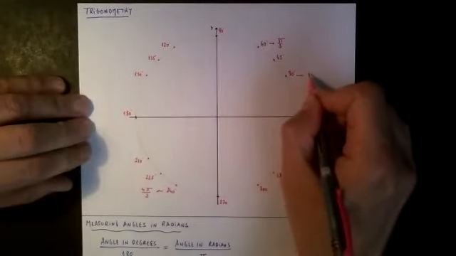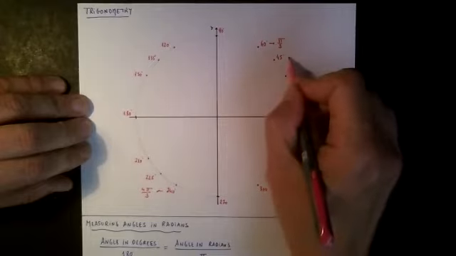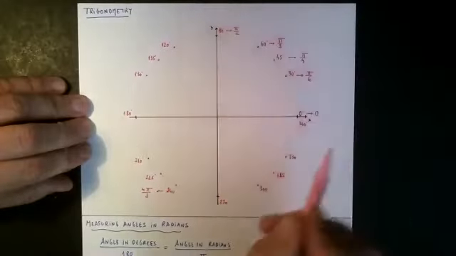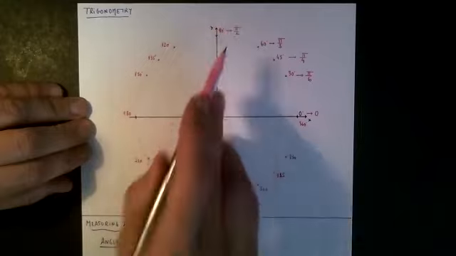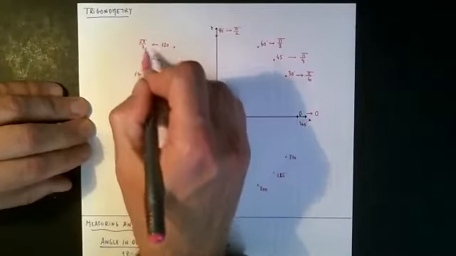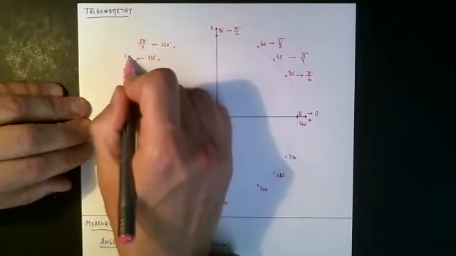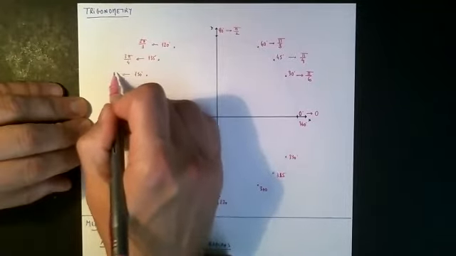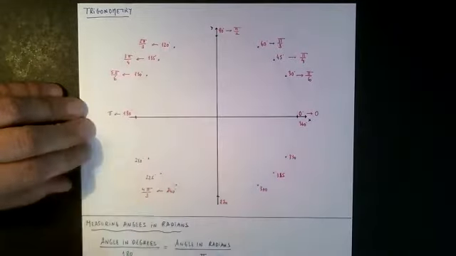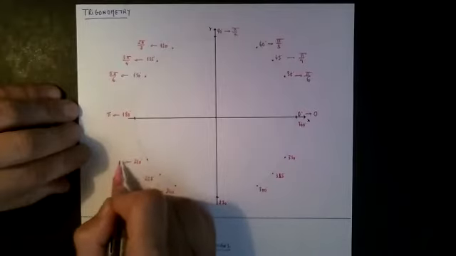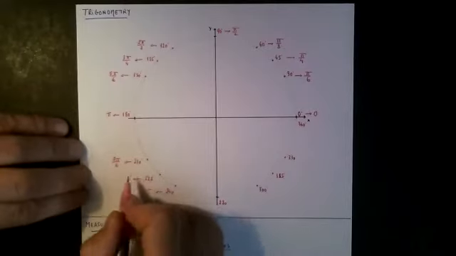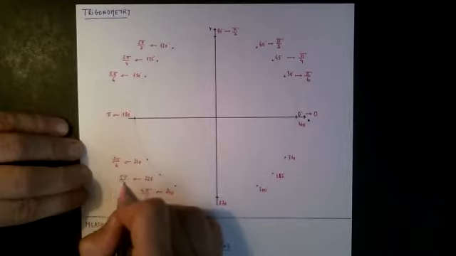So 30 degrees is pi over 6, 45 is pi over 4, 90 degrees is pi over 2, of course, because pi is like 180, so 180 over 2 is 90. 120 is 2 pi over 3. 135 is 3 pi over 4. 150 is 5 pi over 6. 180 is just pi. 210 is 7 pi over 6. 225 is 5 pi over 4.